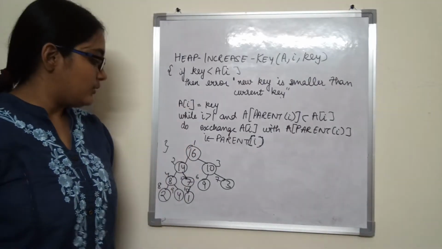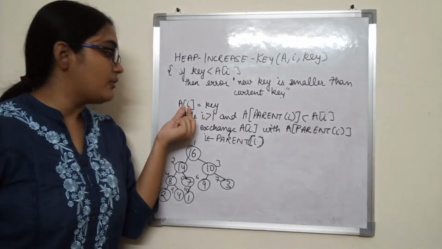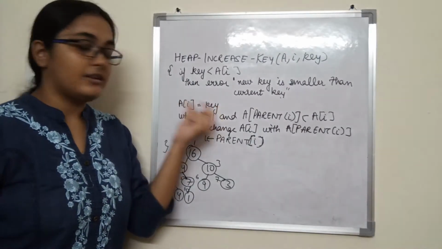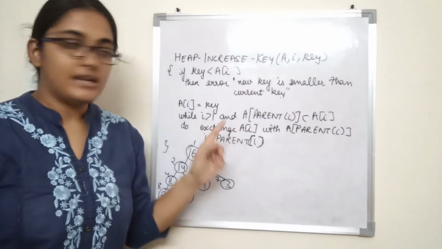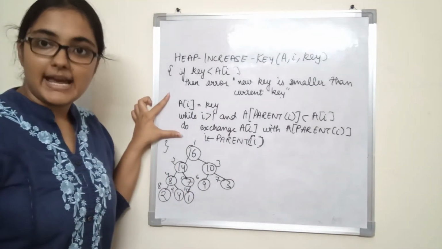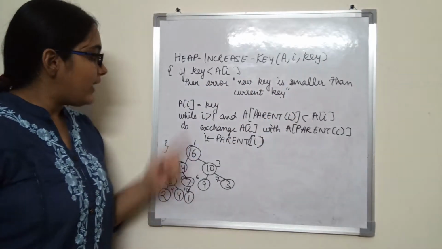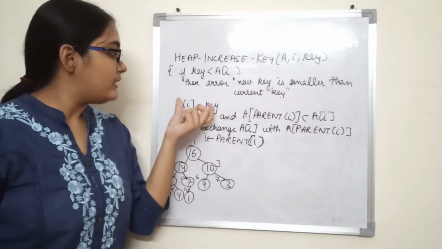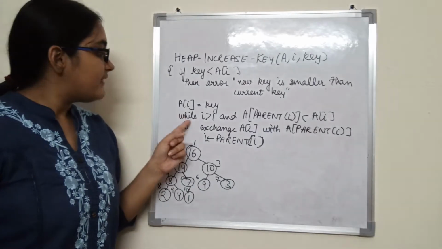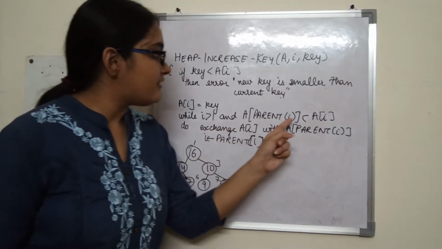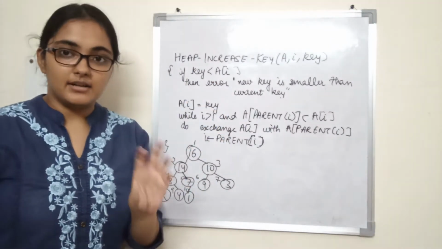Now A of I is equal to key, that is, at A of I we want to insert key. Whichever index we want to insert the new element at, we will put key there. After the error line it will just print error and exit, so these are the lines which will be executed only when this condition fails. Now A of I will be the newly inserted element, the increased value. Now while I is greater than 1 and A of parent of I is less than A of I, that is, in case the parent is less than the element.